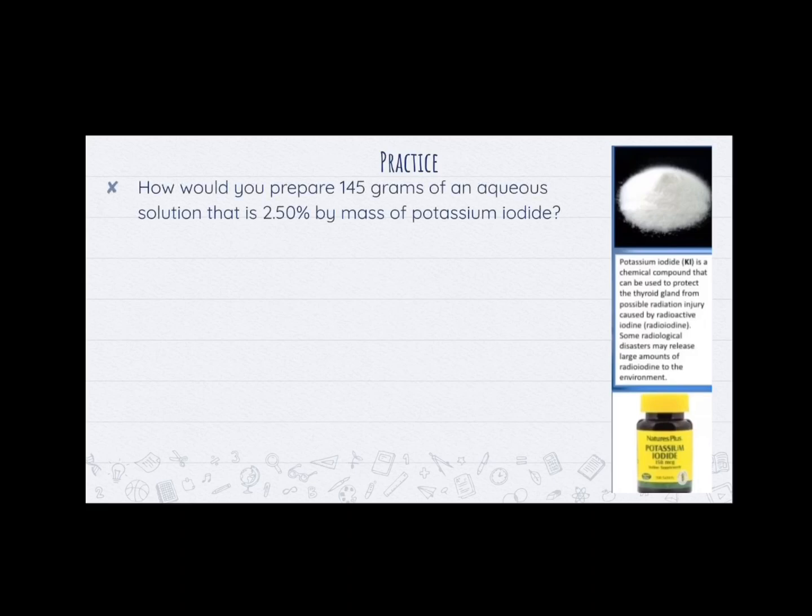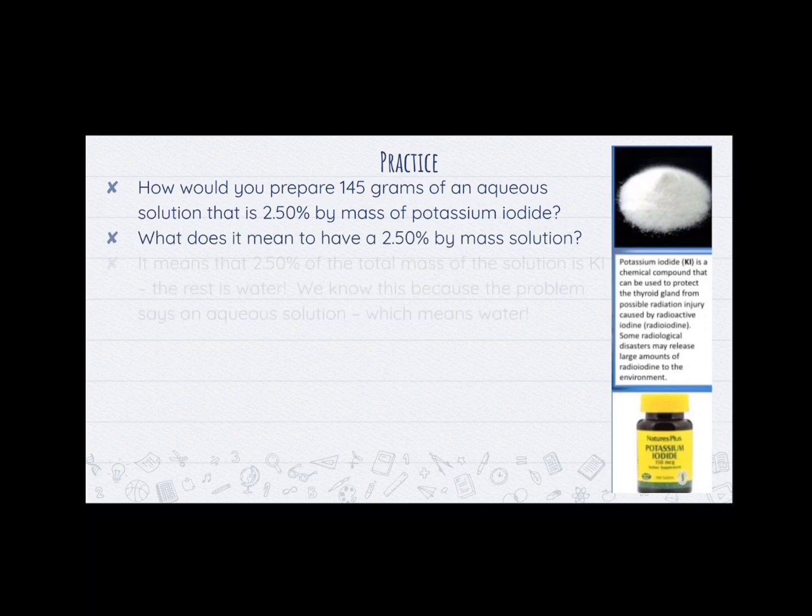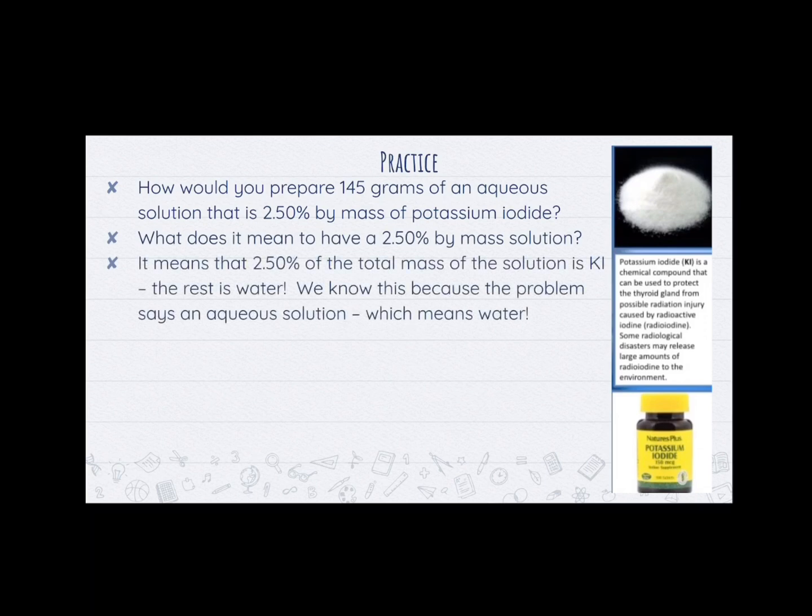Okay, let's do another example. How would you prepare 145 grams of an aqueous solution that is 2.5% by mass potassium iodide? What does it mean to have a 2.5% mass solution? It means that 2.5% of the total mass of the solution is potassium iodide. The rest of it is just water. I only know that because the question told us that it's an aqueous solution, which just means it's mixed with water.